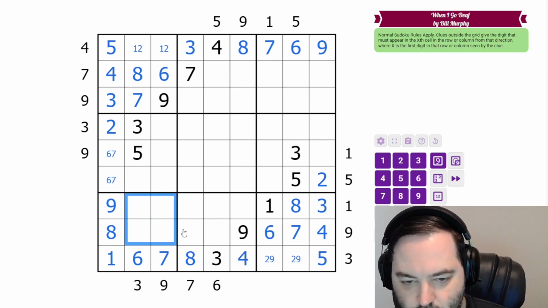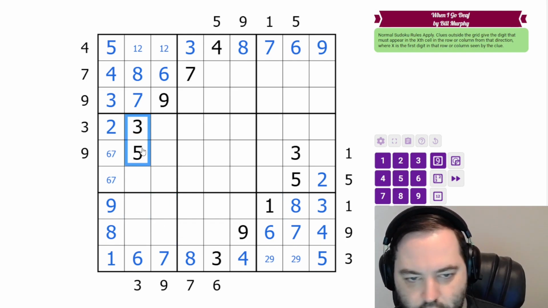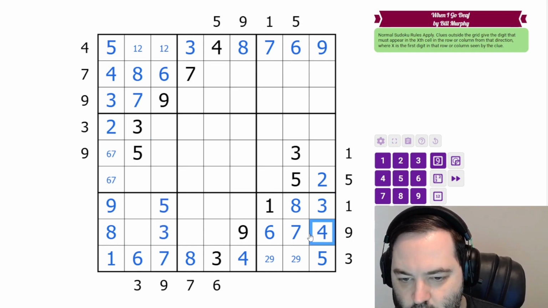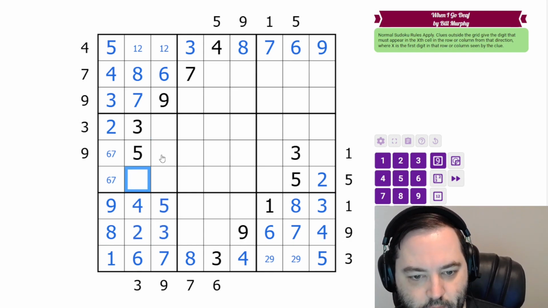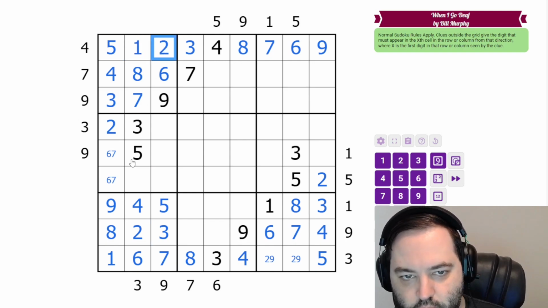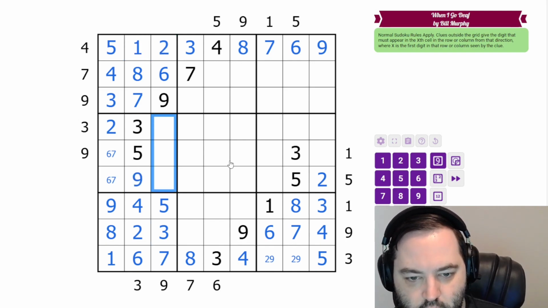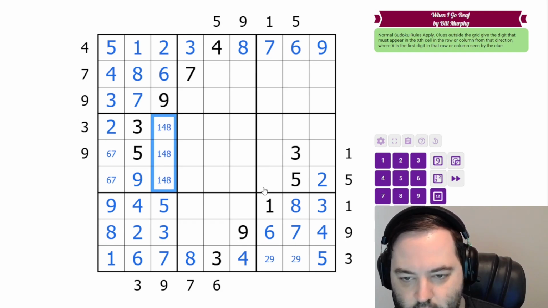We're left with 2, 3, 4, 5 in this box. The 3 and 5 look down, and the 3 looks over. So this is 3, 5. The 4 looks over here. The 2 looks up to resolve 1 and 2. This is a 9 now. These are 1, 4, and 8.